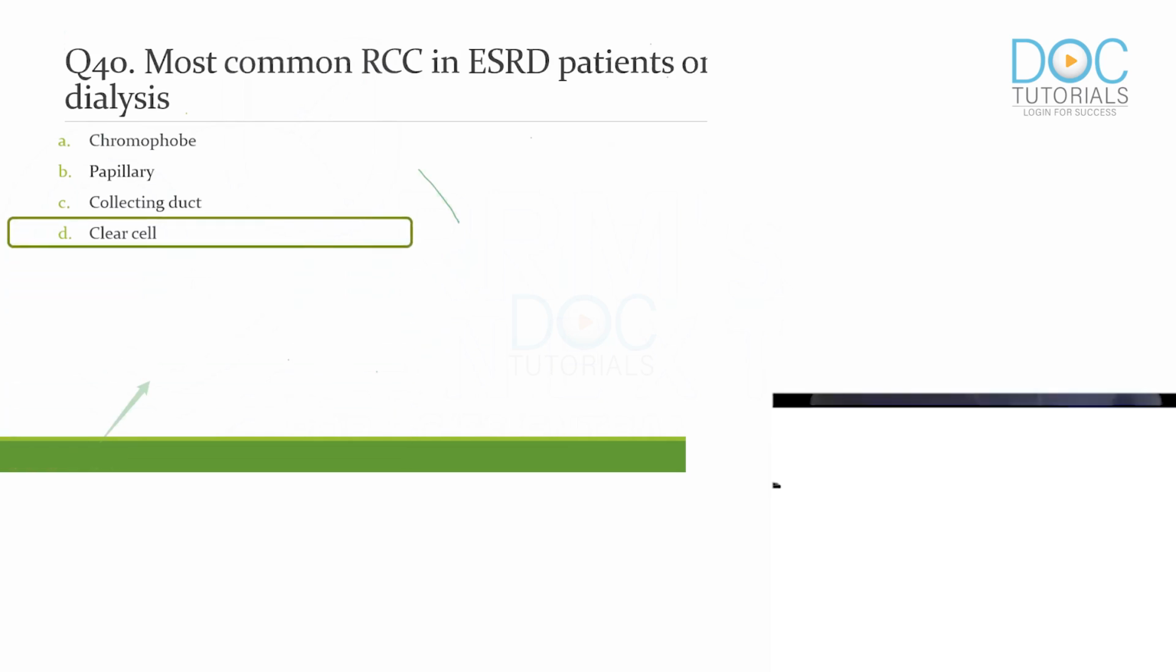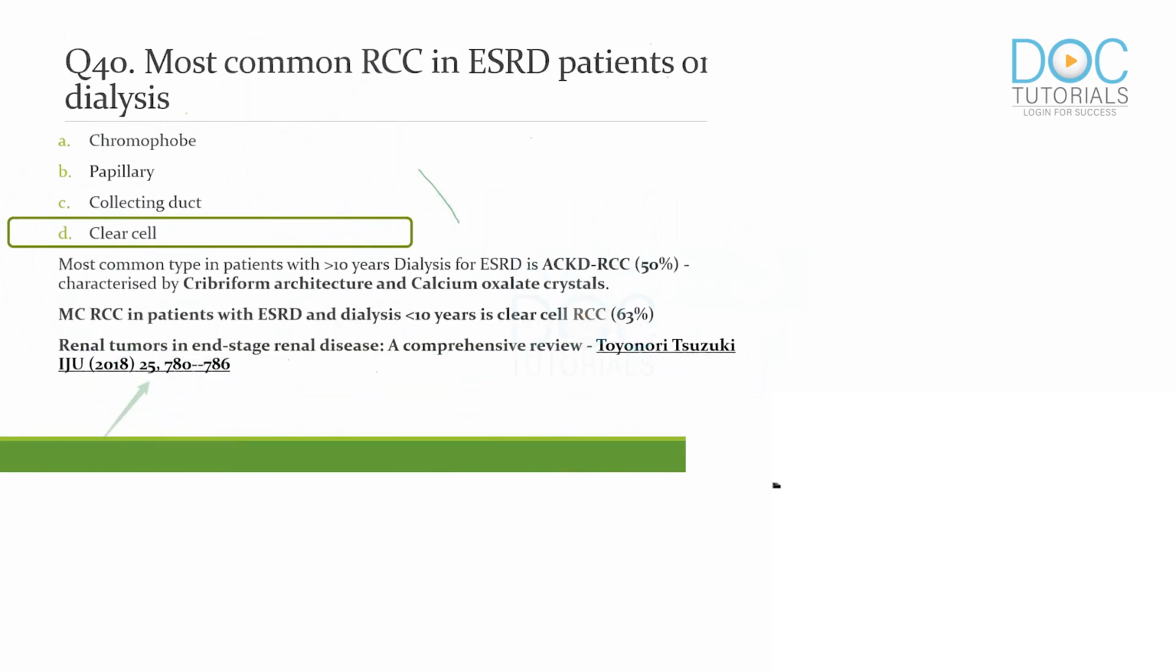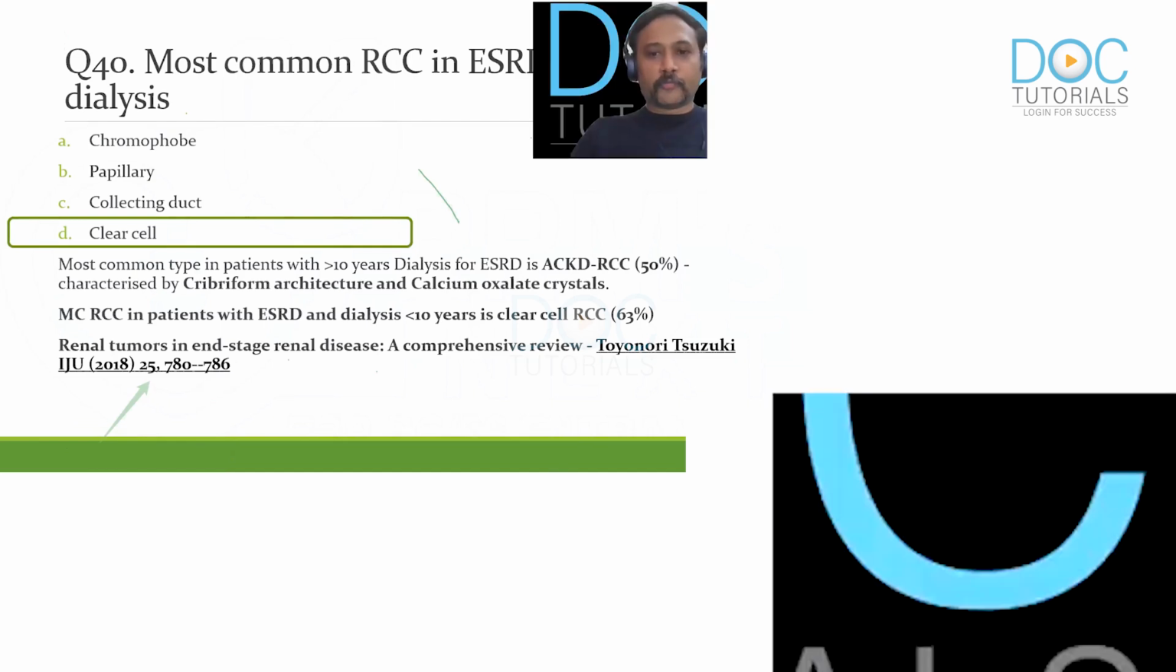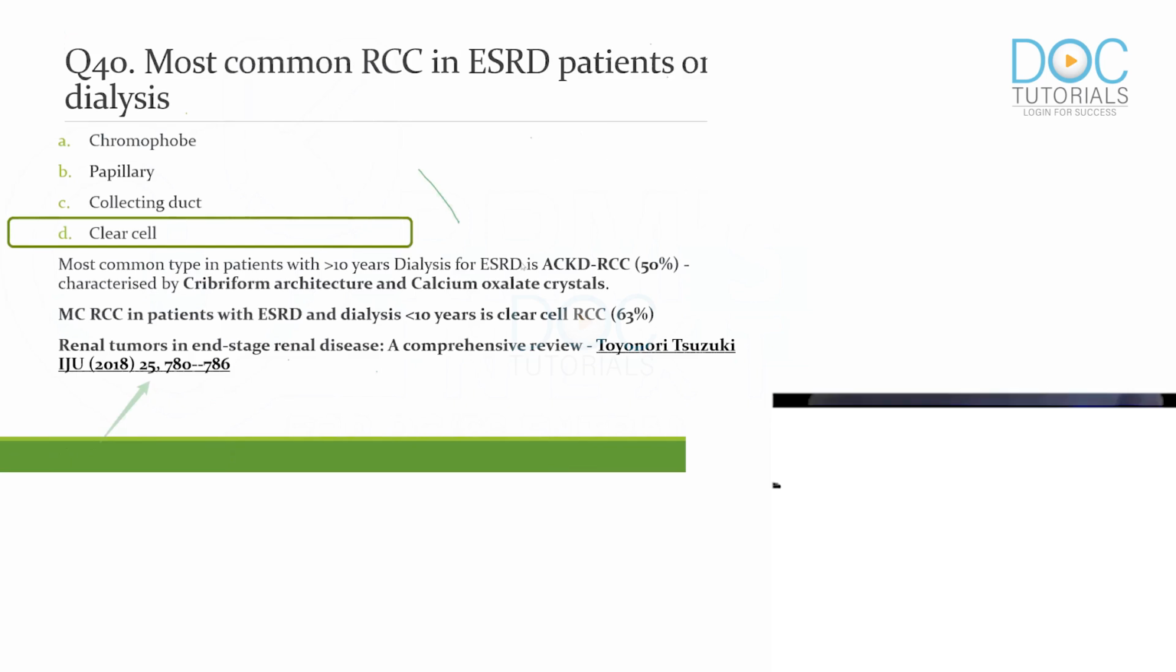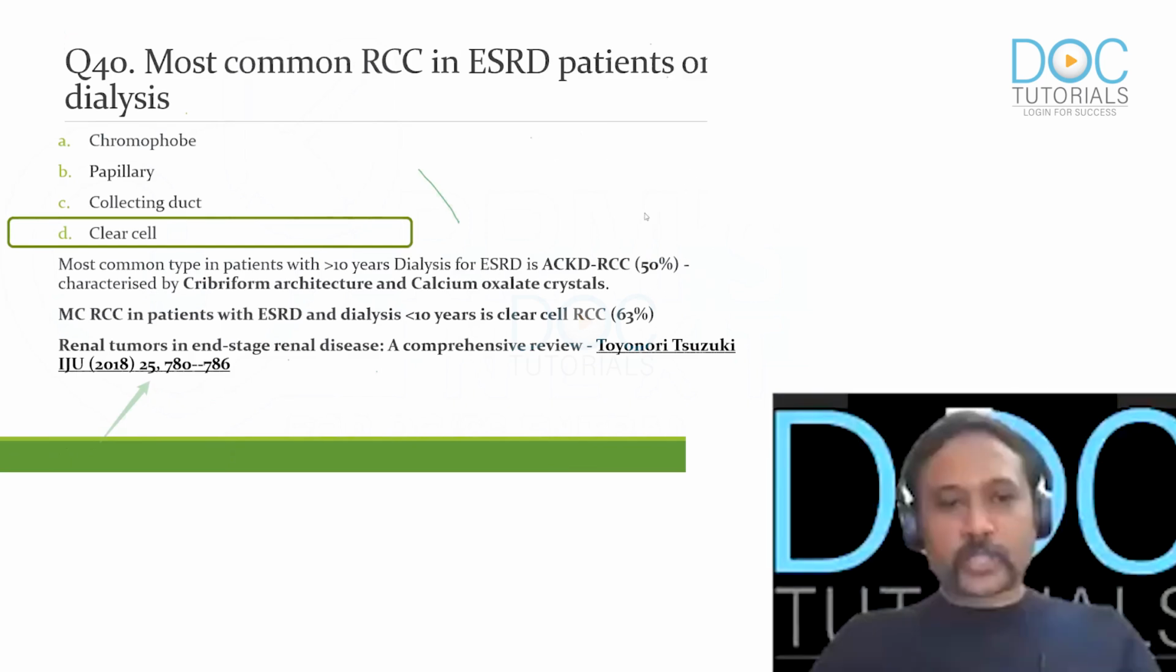Now, if you take end-stage renal disease patients, the most common type in patients who are on dialysis for greater than 10 years is one type called acquired cystic kidney disease RCC, which is found in more than 50% of patients. This is characterized by a cribriform architecture and also by calcium oxalate crystals.